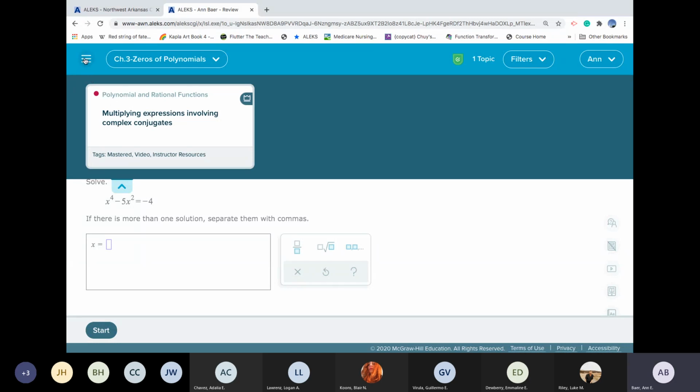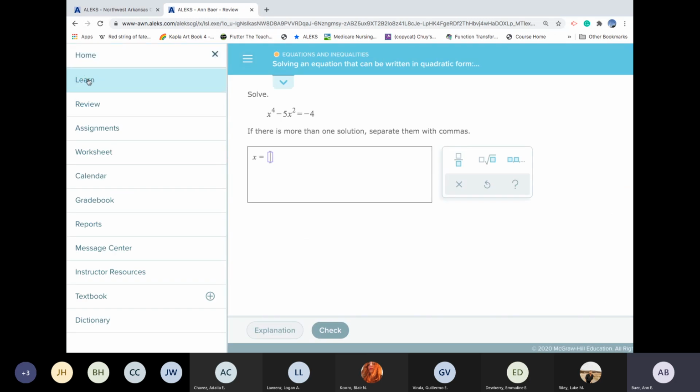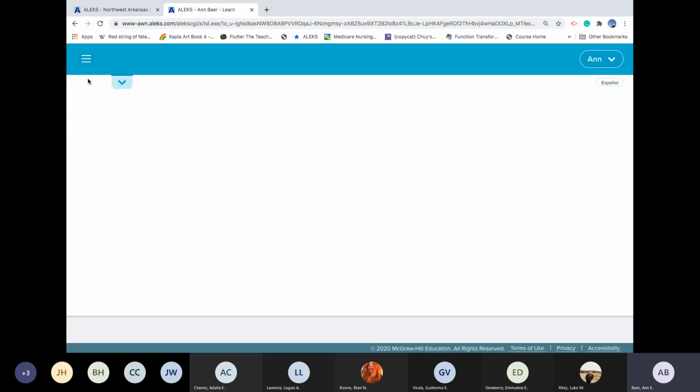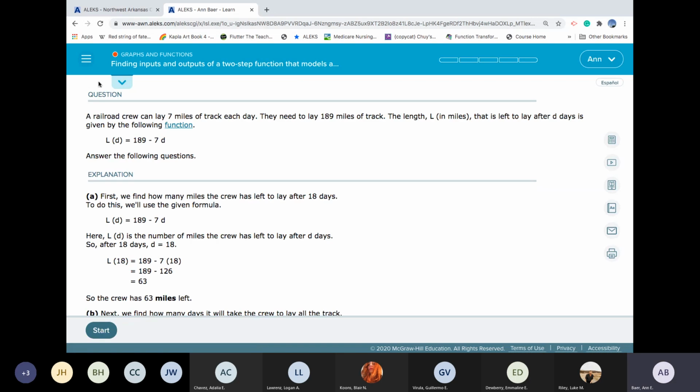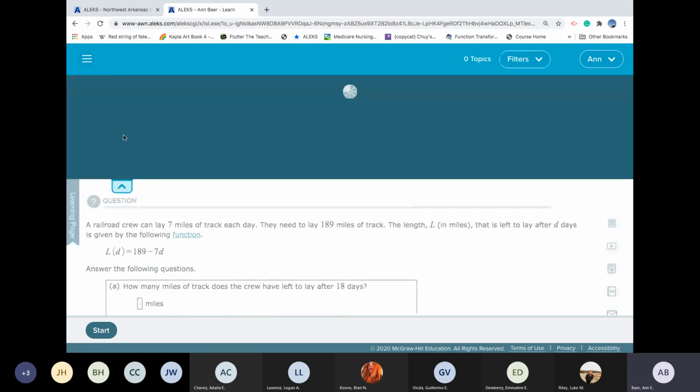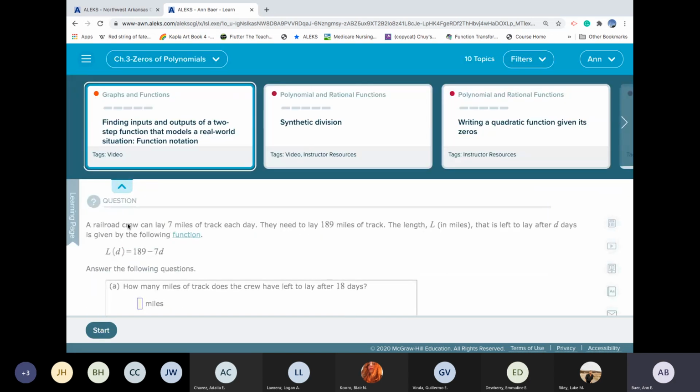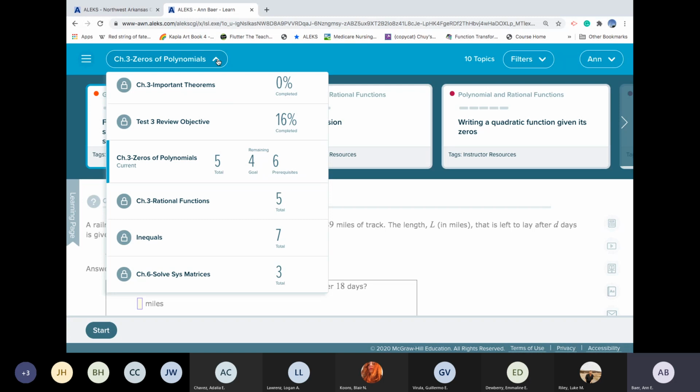If you want to go back to learn mode, you click on these 3 horizontal bars and then click on learn mode. And then, of course, same thing, use the drop down to figure out wherever you want to go in learn mode.